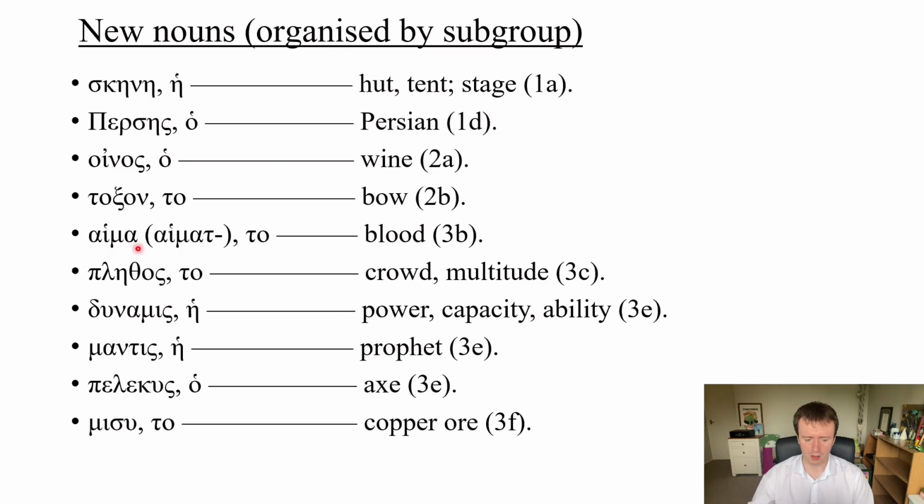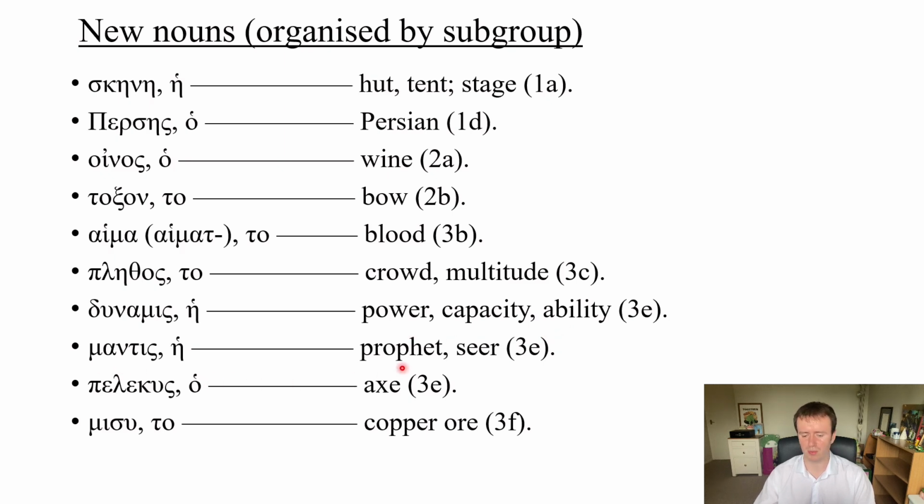The next one is haima. Haima means blood. If we transliterate haima, then we get hema, which gives us words like hemophobia, which is the fear of blood, and also hemoglobin. Hemoglobin is a scientific term referring to a protein in red blood cells which transports oxygen. Okay, the next one, plethos, meaning crowd or multitude, gives us the word plethora in English. Dynamis means power, capacity, or ability. That gives us the word dynamic in English. So that might help you to remember that it means power, capacity, or ability.